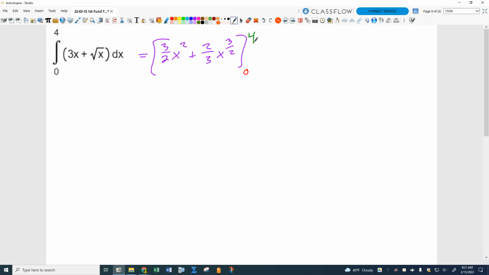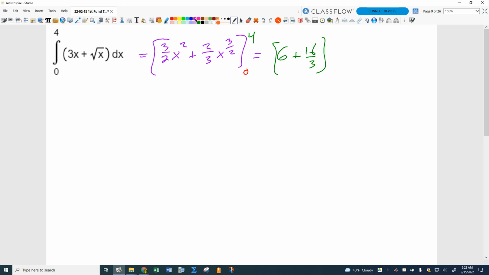What's going to happen at 0? When I plug 0 in for x, I'm just getting 0, aren't I? So it's pretty nice. You can see the advantage of having a lower limit of 0, right? So this is really just going to equal 3 halves times 4, which is 6, plus 2/3 times 8, 4 to the 3 halves. See how I got 8 there? When you do a fractional exponent like that, you always do the root first. So that'd be the square root of 4 cubed. Gives me 8. So 16/3.